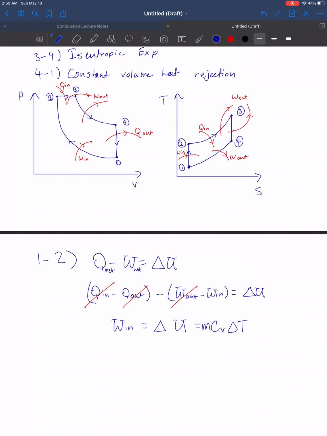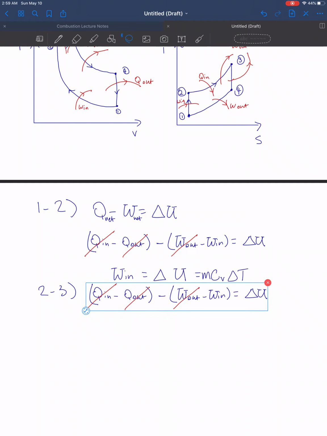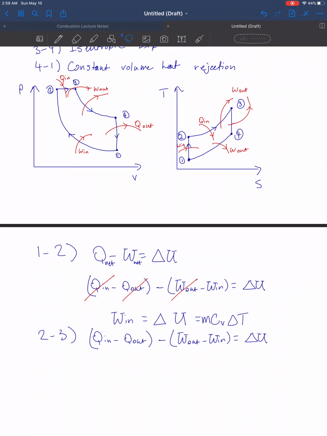Yeah, in fact, I'm going to double check myself just to save some time. 2 to 3 is constant pressure heat addition, right? So I'm going to go ahead and just pick this right up. I'm just looking at what I need to cancel out, right? Now here is sort of the tricky part. Okay, so here from 2 to 3, right?